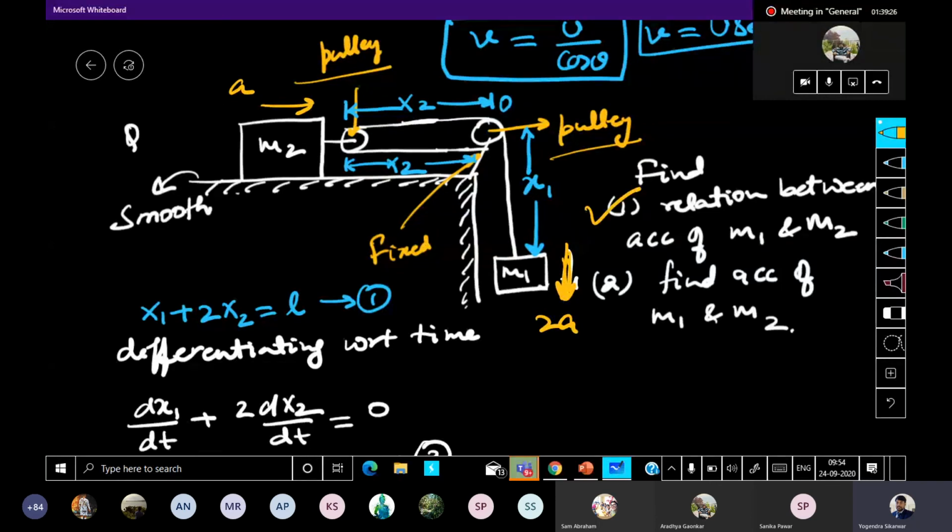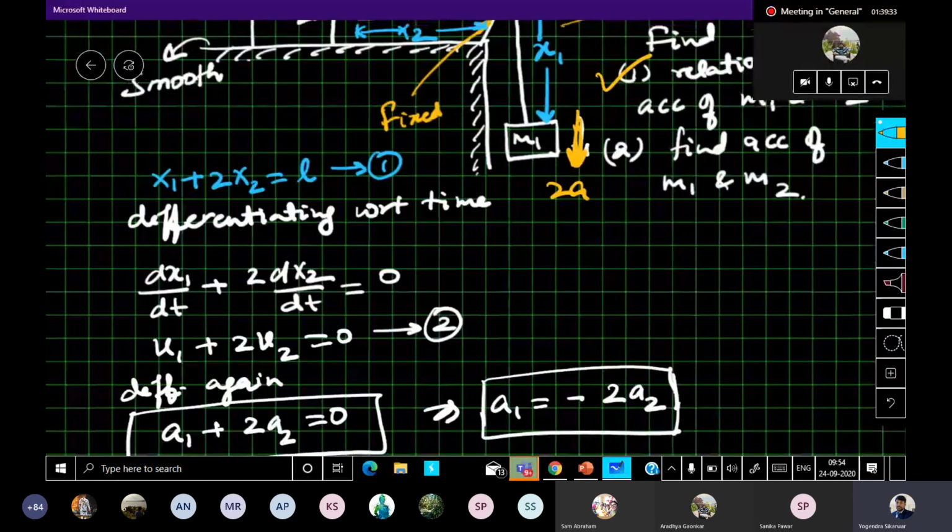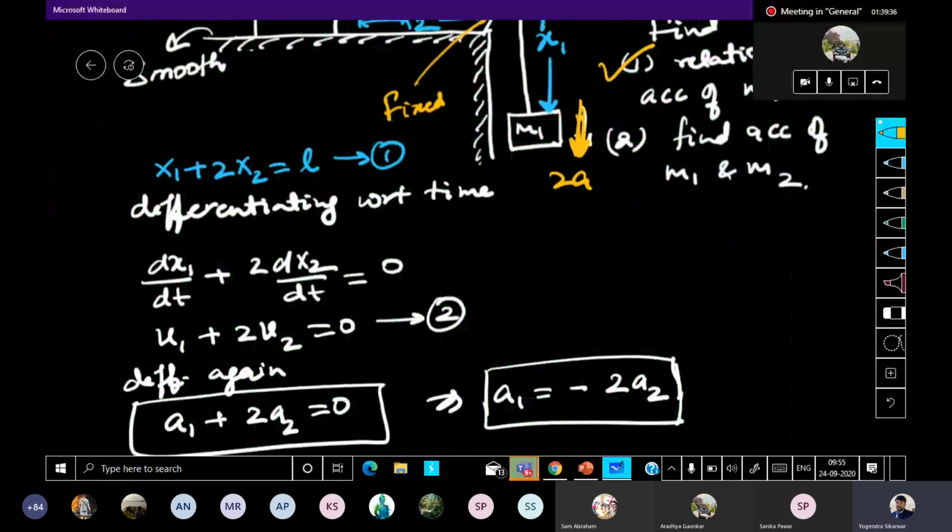So we have found the relation between acceleration of m1 and m2. This part we have done, right? Any doubt, any question in this? Anyone? Good. Now let us talk about finding the actual value of accelerations.